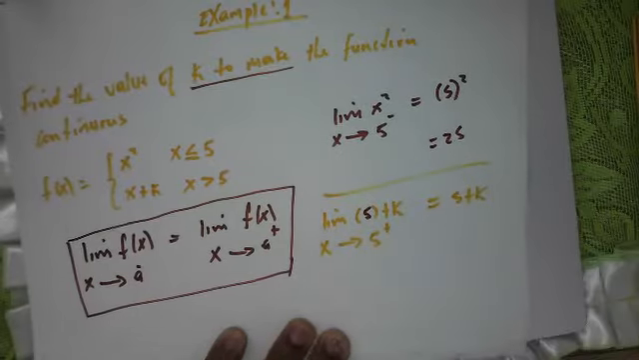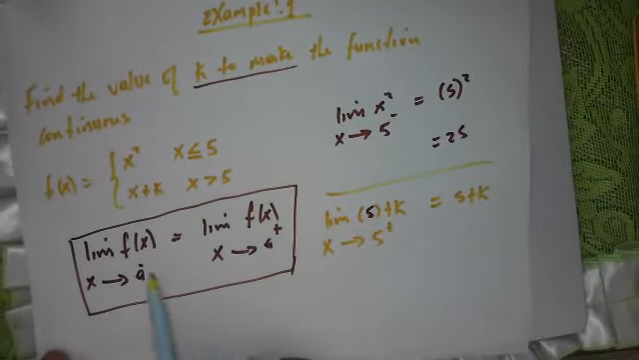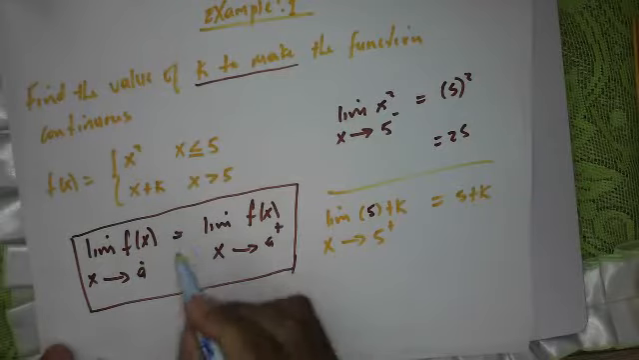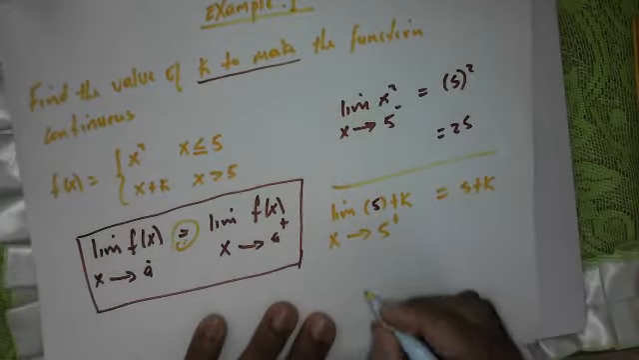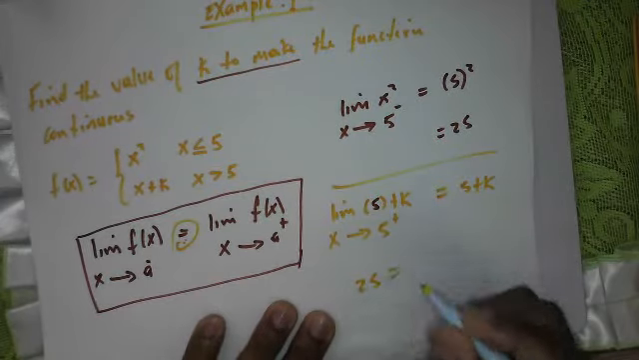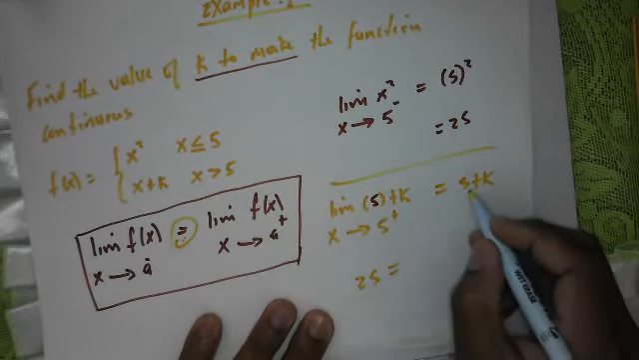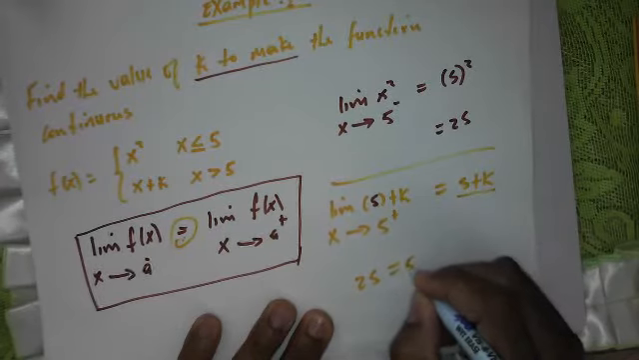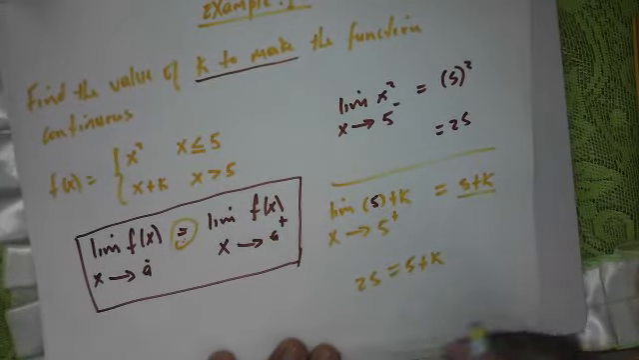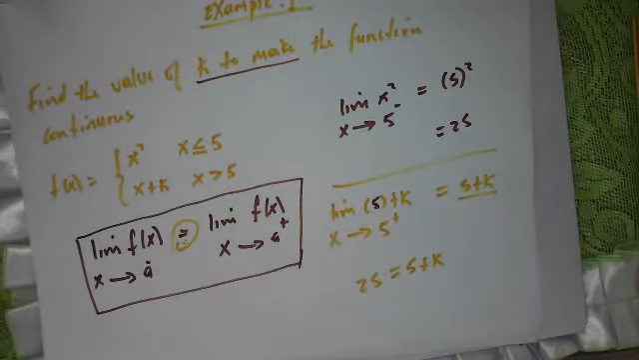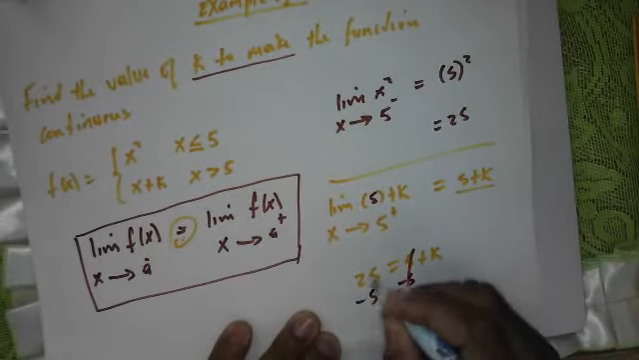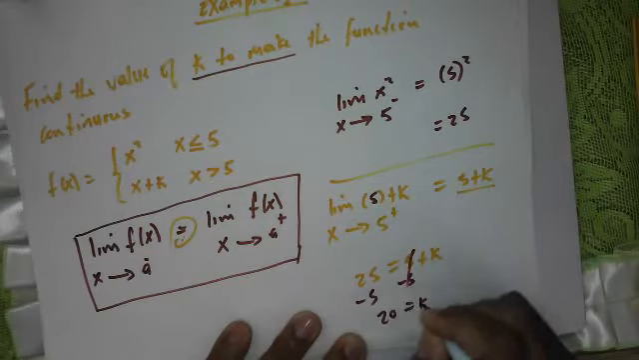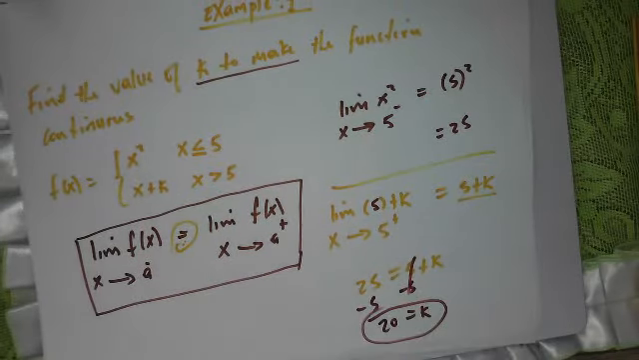So this would just give us 5 plus k. Remember, if it is continuous, then the left side must equal the right side. And our left side was 25, so that would be 25. It must equal our right side, which is 5 plus k. So let's solve for k. Solving for k, we're simply going to subtract 5 from both sides. So 25 minus 5, that is 20, equals k. And that would be your value there.